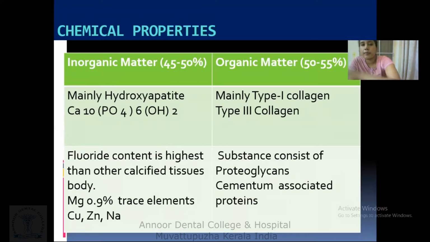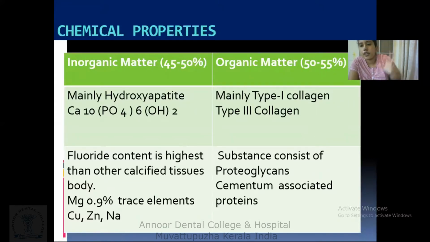Now coming on to the chemical properties, that is the composition of cementum. The inorganic content is 45 to 50%, and the organic content is 50 to 55%. In the inorganic content, the main constituent is hydroxyapatite. Then we have magnesium 0.9%, and other trace elements are also present. You have to understand that the fluoride content is highest here in the cementum than other calcified tissues in the body.